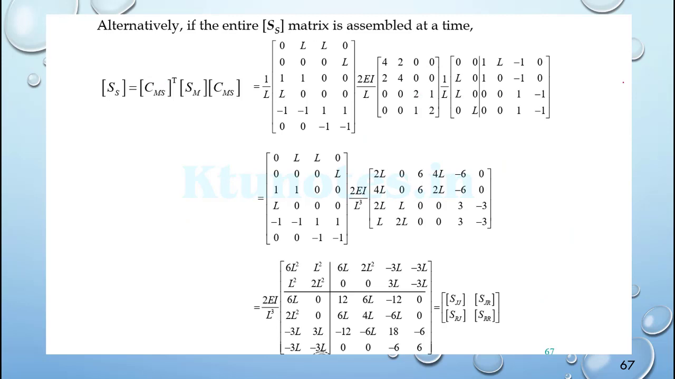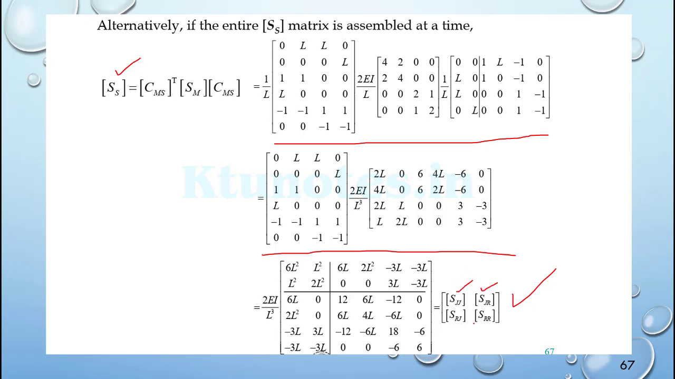Alternatively, the stiffness matrix of the structure is equal to CMS transpose into SM into CMS. Through the equation, we will solve this big matrix and get the value of the stiffness matrix of the structure, which includes the stiffness matrix of the joints as well as the supports.